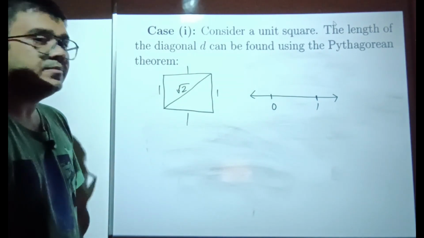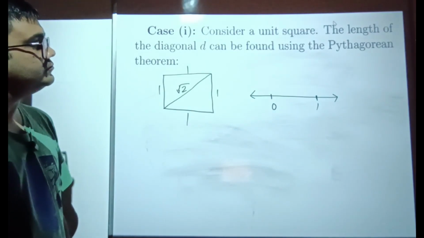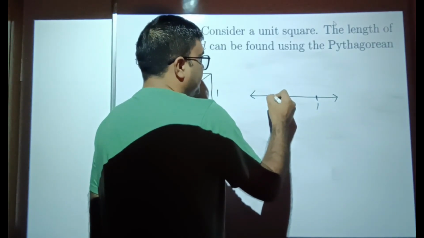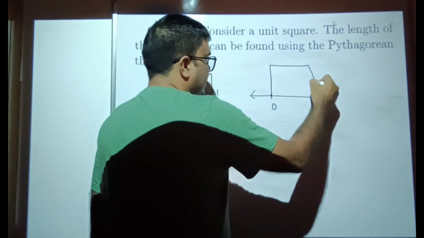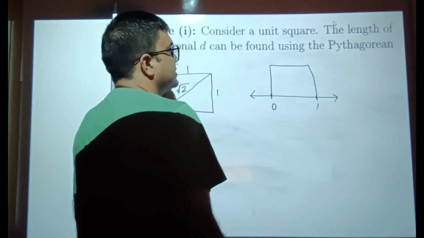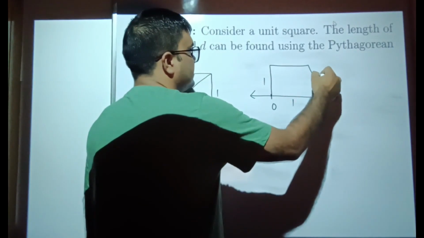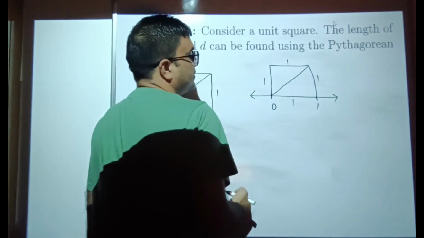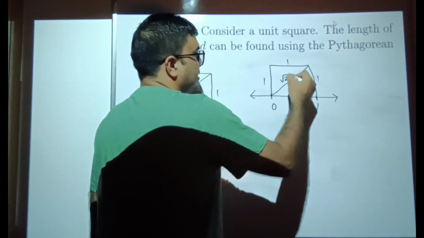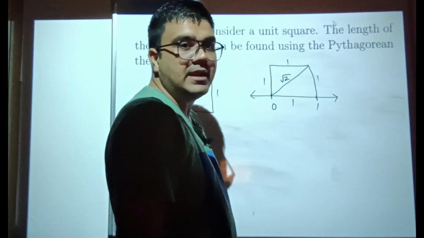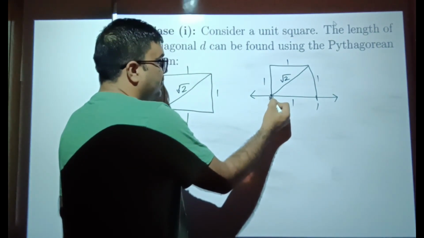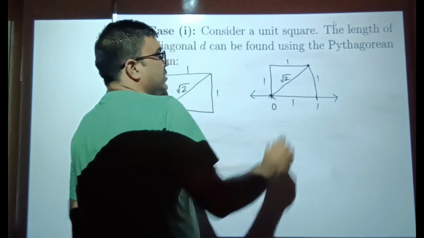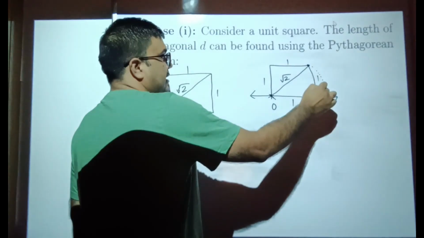Now from this point 1, we draw a unit square like this. The lengths are 1, 1, 1, 1. If I draw the diagonal over here, this length is square root 2. Now I will keep the tip of the compass at this point, the pencil at this point, and I will draw an arc like this.